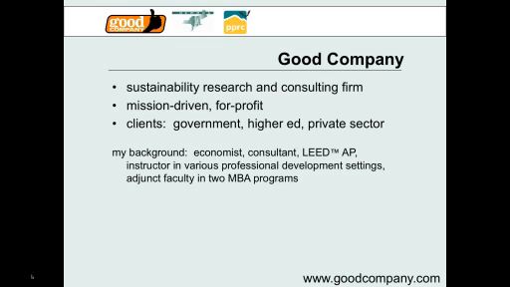My background is originally as an economist. I've been a consultant long enough that that's really a big part of my background. I'm a LEED AP, though, as many of you in the audience who may be LEED APs know, that just means that I took a test. But for me, it also means that a lot of our clients have big building portfolios, and that's where I've spent some of my time as a consultant. And I also do a lot of instruction of various kinds, including in some MBA programs.